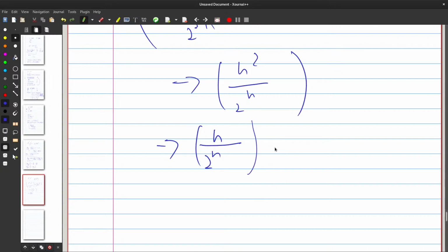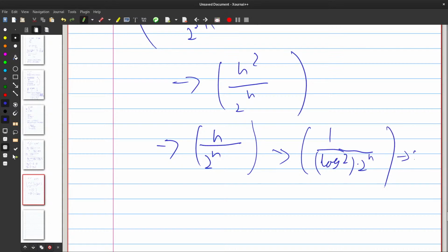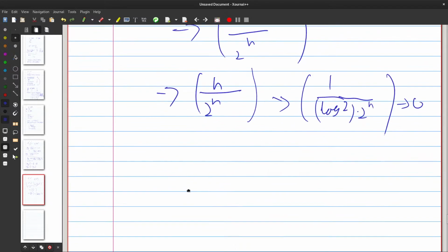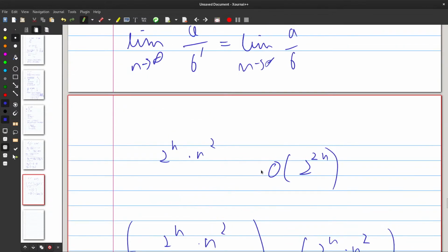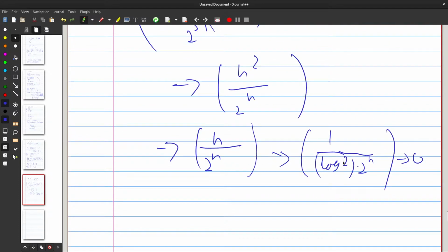And if you've done this before, you'll be able to see that that goes to 1 over, let's get this right, I think log 2 times 2 to the n. And this very clearly goes towards 0, because this grows forever, this stays forever at 1. So we've taken something which is really difficult, and reduced it down to: does this go towards a finite number? Yes, it goes towards 0.